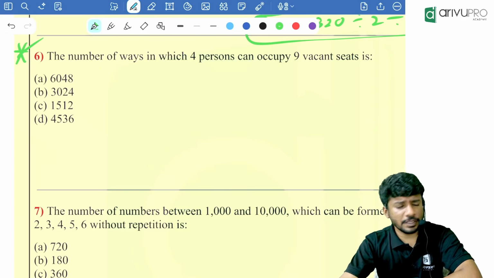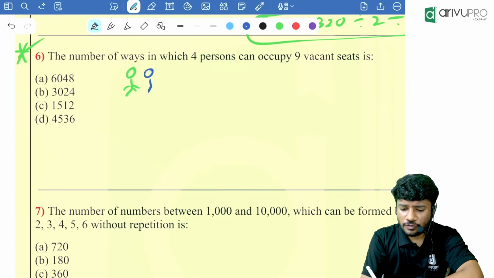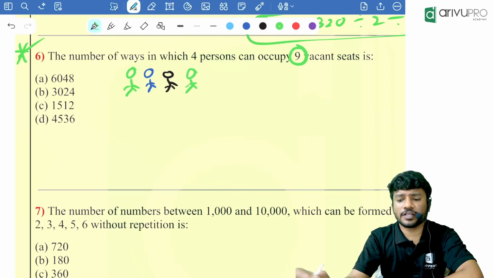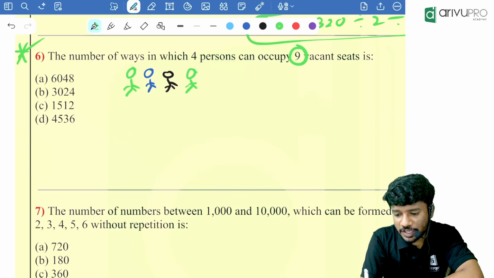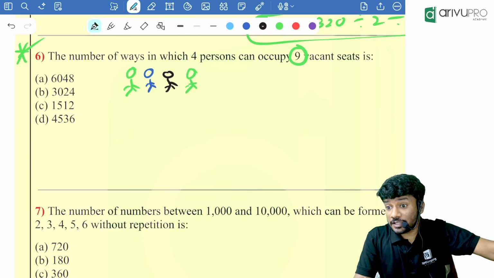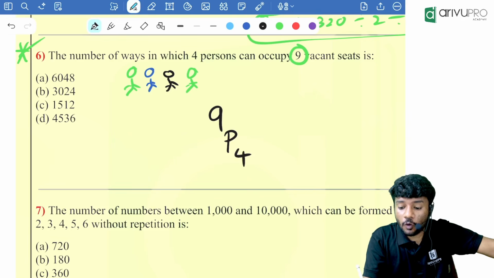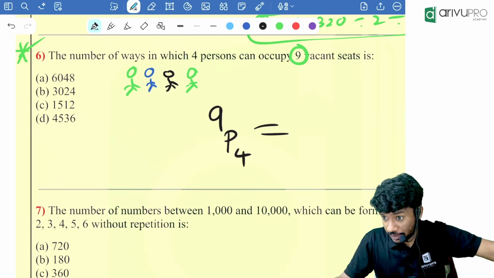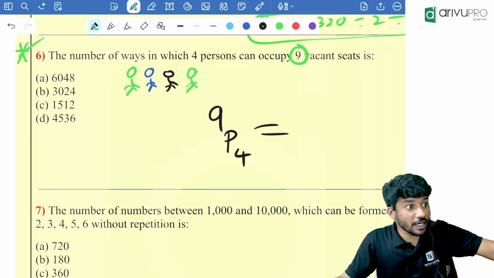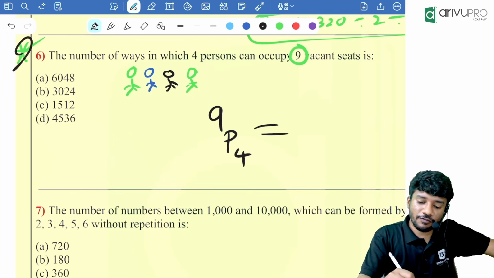3024. Now, people, 4 people are there. And they should be sitting in how many vacant places? 9 vacant places. People, what did I tell you in the beginning? When 9 places are there, 4 people can be arranged in how many ways? 9P4 ways. 9 places are there, 4 people should be arranged. We can do it in 9P4 ways.